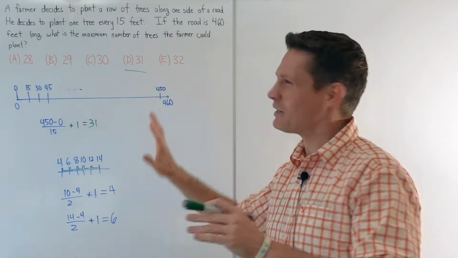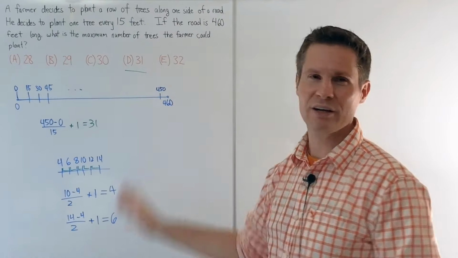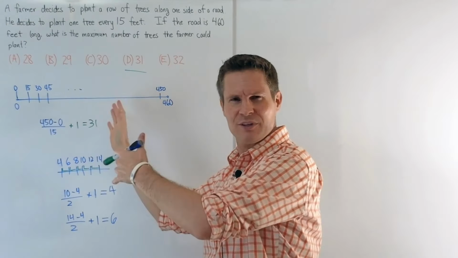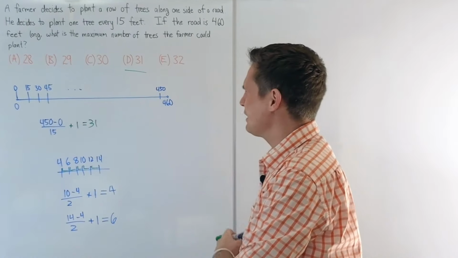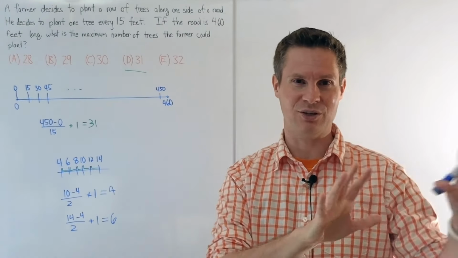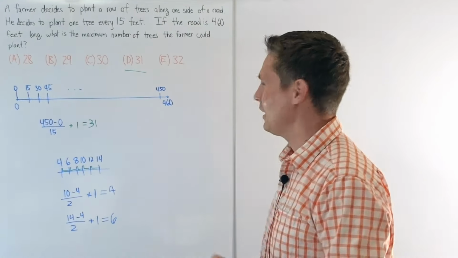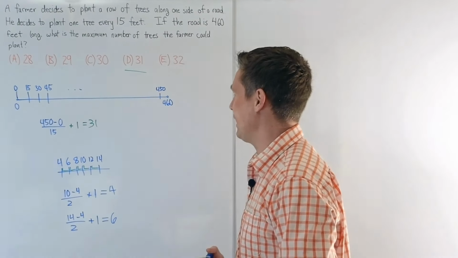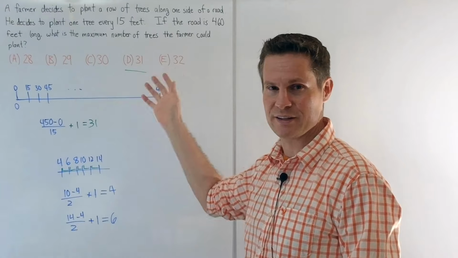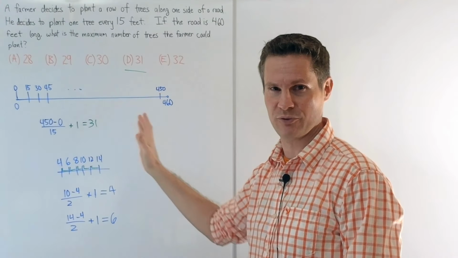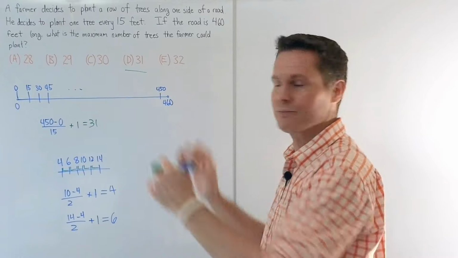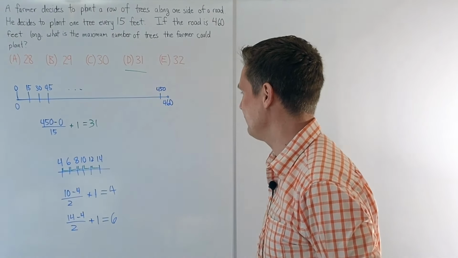If you were distracted by that planting one tree every 15 feet, do I need to wait 15 feet into this road before I plant the first tree? The intention of this question isn't to really get you confused with that language, so I don't want you to get too sidetracked with it. But there's nothing in the language, if I read it literally, that says I have to wait 15 feet before I plant the first tree. I just know that they have to be 15 feet apart in terms of each tree that I have.